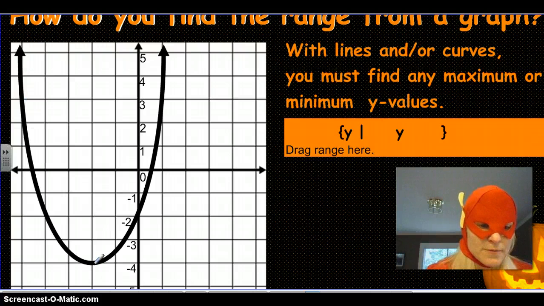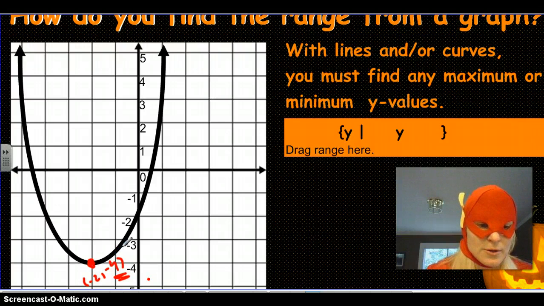Okay? But if you look at right here, this is called the minimum point. And the minimum point is (-2, -4). And it's called the minimum because it's the bottom point. There's no part of the graph below here. So when we're talking about range, we're talking about the y value. So -4 is the lowest y value.